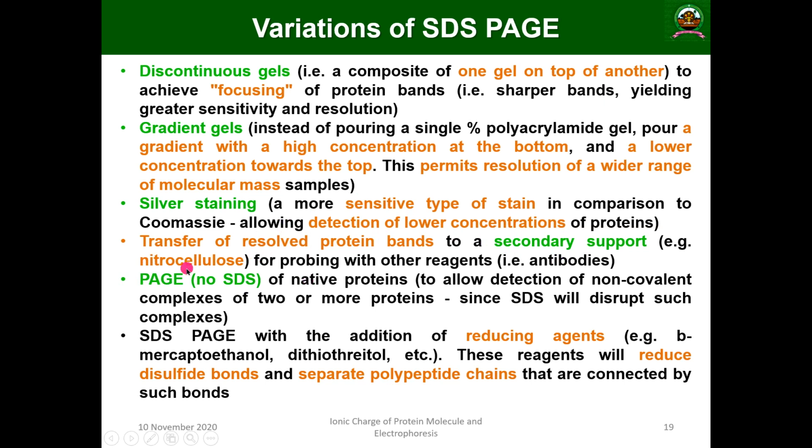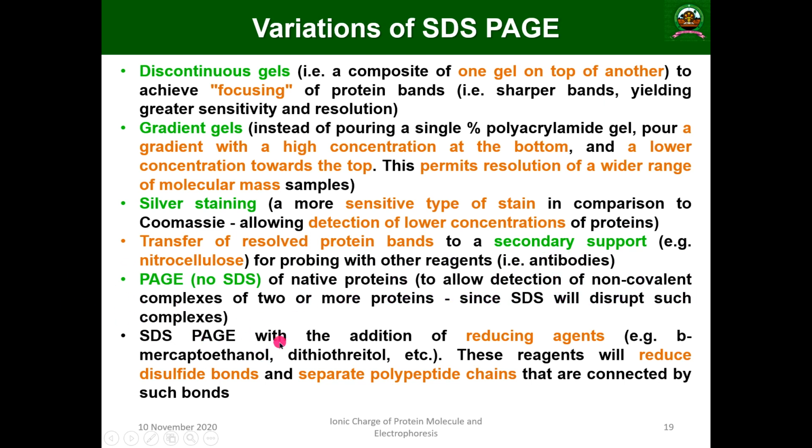Then the page with no SDS. When you add SDS, the protein will denature, you know that. The SDS will disrupt the complex. But if you want to study such a protein without disruption, then you need to use polyacrylamide gel electrophoresis without SDS, for native proteins, to allow the detection of non-covalent complexes of two or more proteins. I told you SDS will disrupt the protein chain.